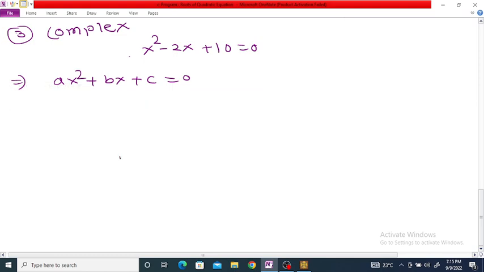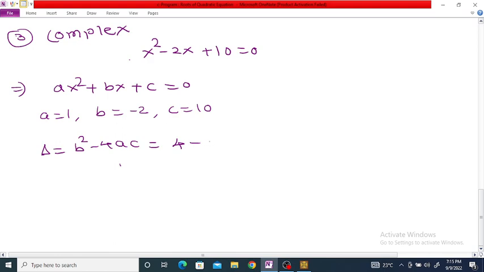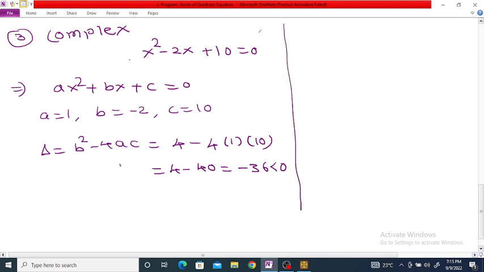So here if you compare this way, then we get a is equal to 1, b is equal to minus 2, and c is equal to 10. So the value of discriminant is equal to b square minus 4ac, which is 4 minus 4 into 1 into 10. So this is equal to 4 minus 40, which is equal to minus 36, which is less than 0. So roots are complex.